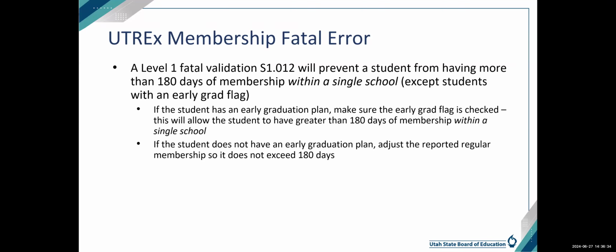So in UTREX, there's a fatal error for membership, and that is S1.012, which prevents a student from having more than 180 days of membership within a single school, except for students with that early grad flag. If a student has an early grad plan, please make sure that the early grad flag is checked. So this will allow the student to have more than 180 days of membership within this single school. And if the student doesn't have an early grad plan, then you need to adjust the reported regular membership so it doesn't exceed 180 days.